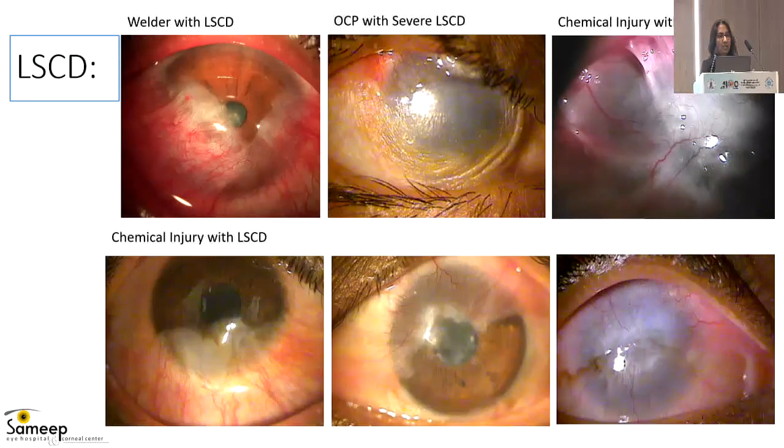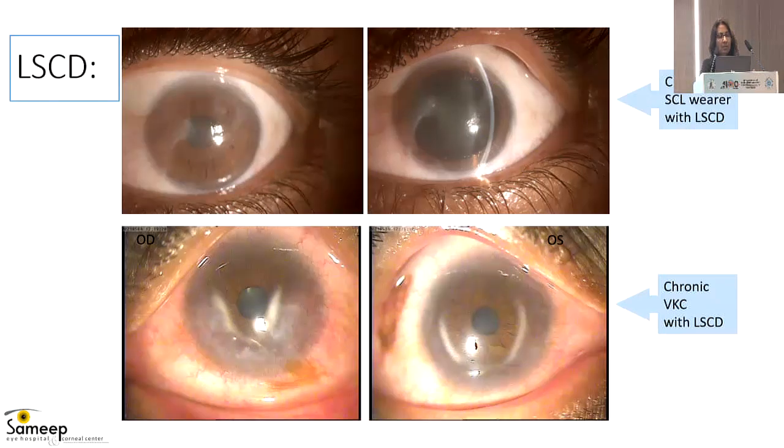As you can see here in these clinical pictures, they are all labeled. The first slide shows a patient who was a welder. Because of chronic actinic damage, he developed a double pterygia-like appearance. Also shown are a patient with OCP and chemical injuries in the bottom line. These are the other causes, like a young patient, a chronic soft contact lens wearer, who ended up with limbal stem cell deficiency, and chronic VKC with LSCD.